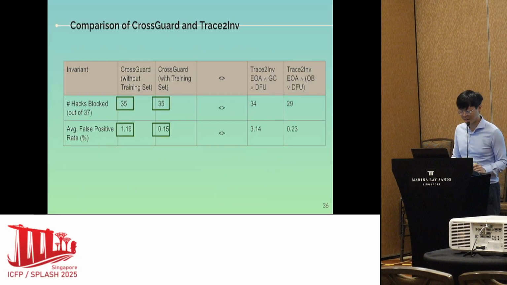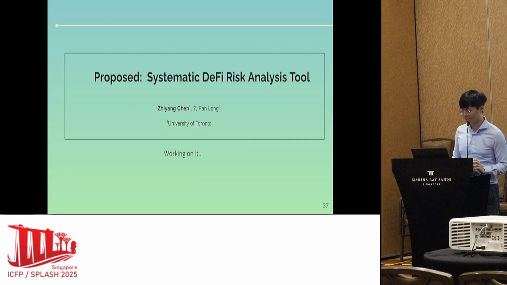The results are actually very encouraging. Even without training data, as in TraceToInv, our CrossGuard system can successfully stop 35 out of 37 hacks. When trained with historical transaction data, in a similar setting as TraceToInv, it can whitelist the non-trivial control flows. We further reduce the false positive rate to just 0.15%.